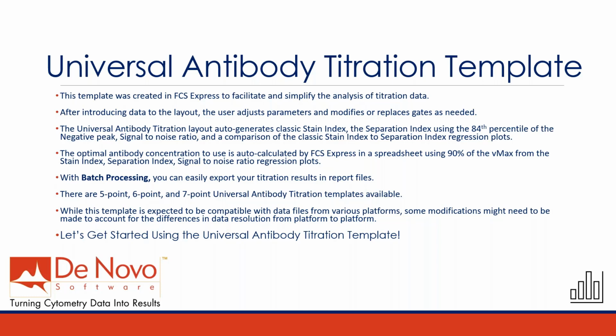We know also that there are different titrations that people are doing out there, so we didn't want to limit it and say, okay, we're going to do a 5-point titration and that's it. So we actually generated 3 different titration templates. We have one that has 5 points, one that has 6, and one that has 7. Of course, this is a good starting point, and we can either delete or add points as needed. Just reach out to us at support, and we're more than happy to get you started using that template.